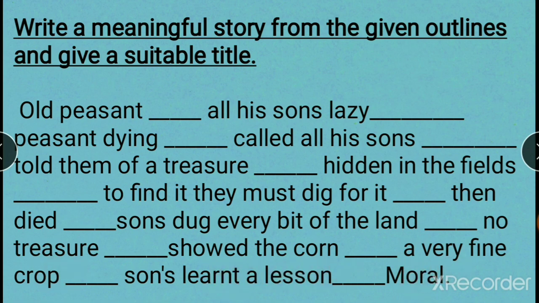Moral. After reading this, you must have known that there was one peasant, one farmer. He had sons who were so lazy, and he told them about the treasure before he died. So some hints are there, and by this you might have got at least an idea about the story. You can use these clues and make a wonderful story. One important thing is said over here: give a suitable title. So you are going to give a title to the story, write a story using the hints, and at last write a moral as well.